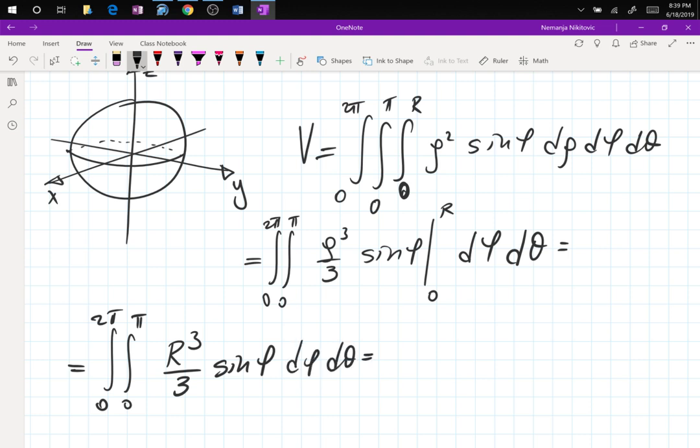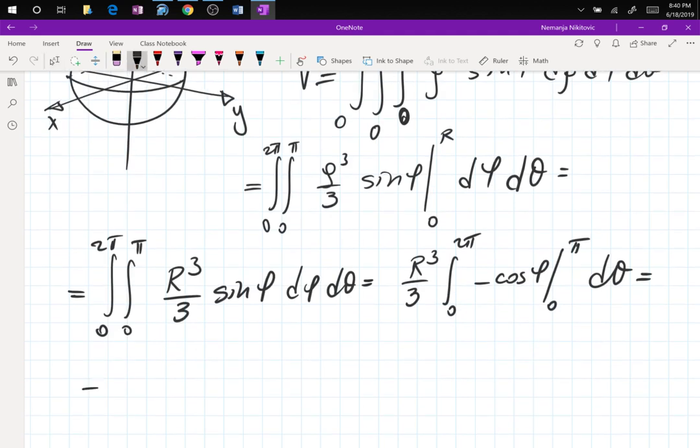theta. Now when I integrate in terms of phi, R cubed over 3 is a constant. You can actually kick R cubed over 3 in front of both integrals because that's just a number now. Integral from 0 to 2 pi, and when I integrate sine, I get negative cosine phi from 0 to pi, and I still have d theta to deal with. So this is R cubed over 3. Remember what I need: I just need 4 pi, and I'm done, right?